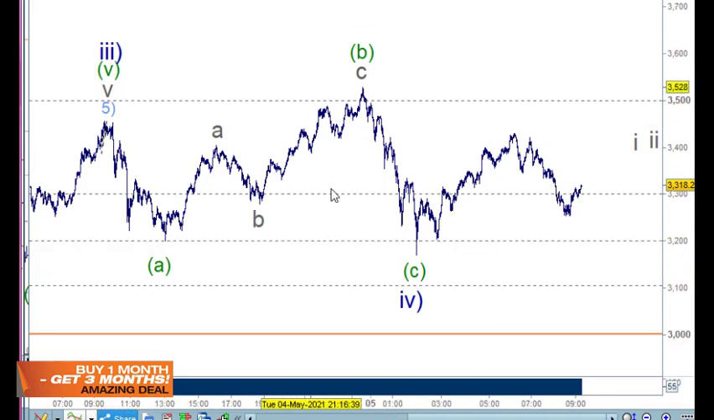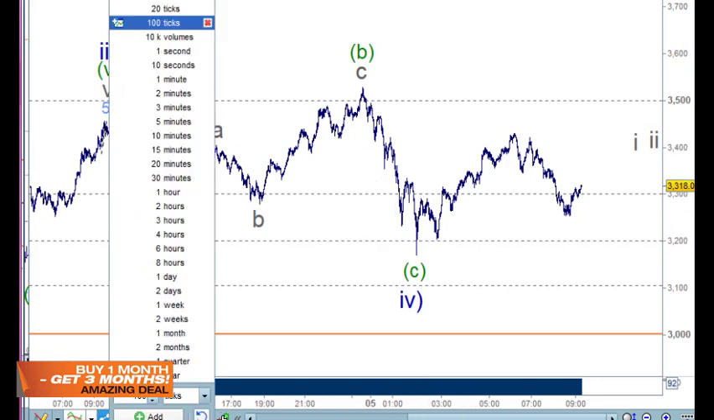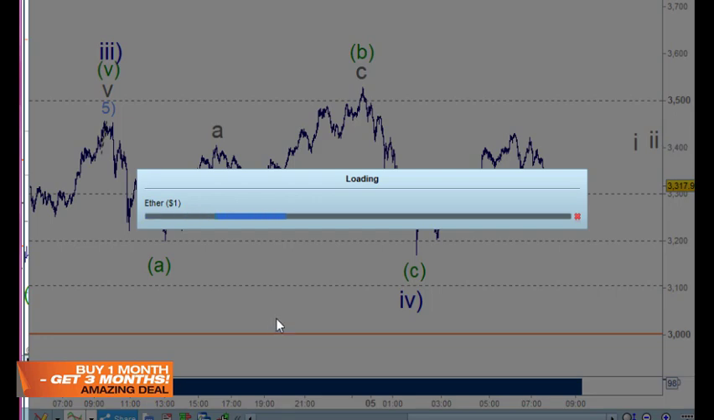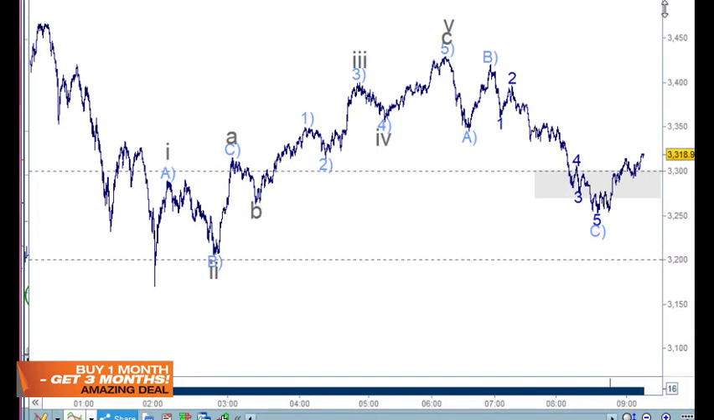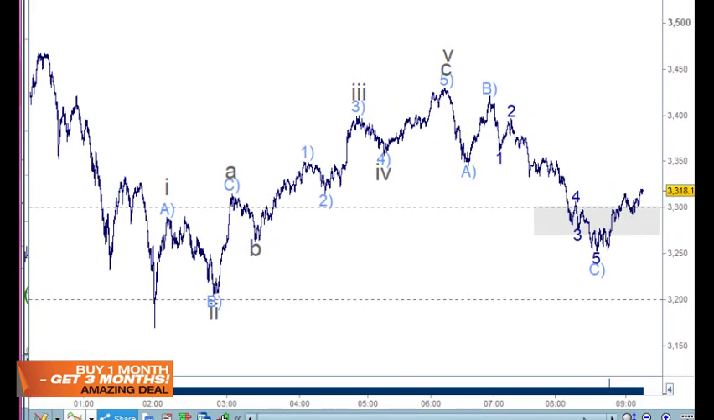This is 100 ticks, so I'm just going to go to the 20 ticks there. This could be counted up here as an ABC or an impulse wave. I just want to go to the 20 ticks to check, just to explain that, because we want to look for an entry if that's the case. So from that last low, this is 20 ticks here, so it's quite small.